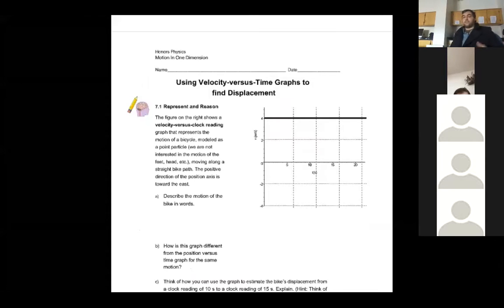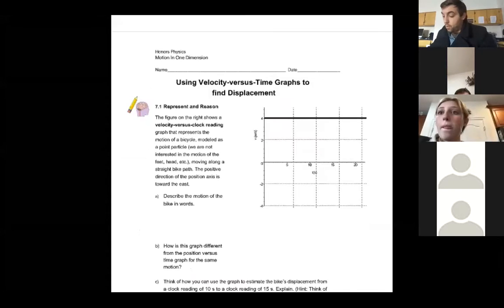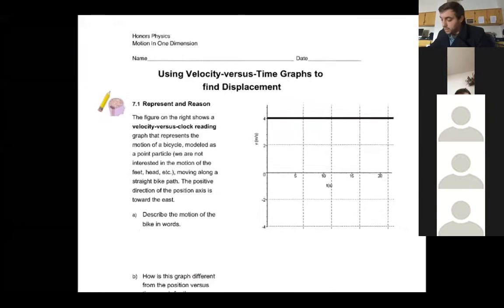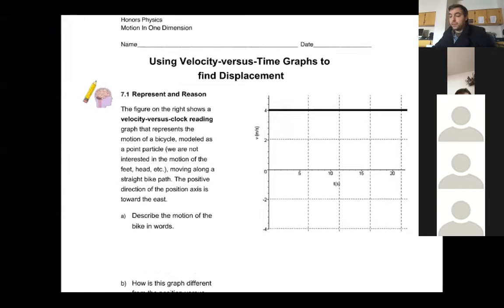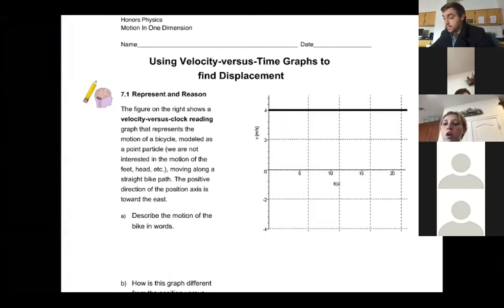This is kind of what we had for homework, and I'm just going to take you guys through the more important parts of it. So 7.1 says, represent and reason. The figure on the right shows a velocity versus time graph that represents the motion of a bicycle moving along a straight bike path. The positive direction of the position axis is towards the east. Describe the motion of the bike in words.